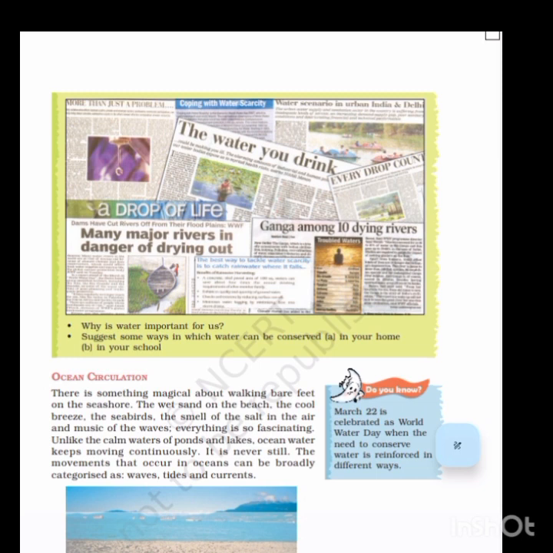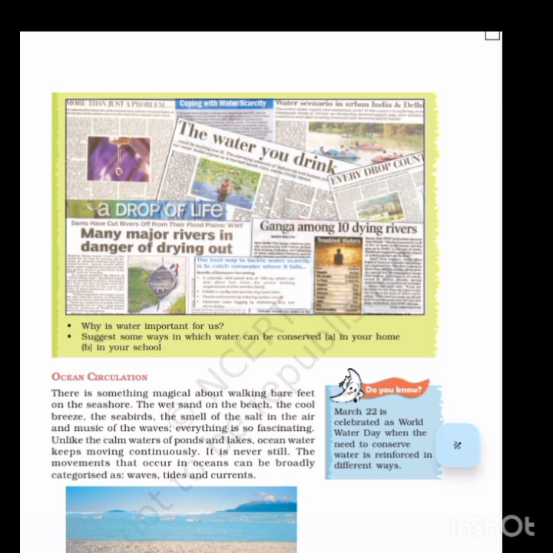Okay, so you should keep one thing in mind, that ponds and lakes have calm water. They are still in one place. But ocean waters keep moving continuously. This is one point you should note over here. It is never still. So this movement that occurs in the ocean can be broadly categorized as waves, tides and currents. Now we are going to learn about these three things, waves, tides and currents.